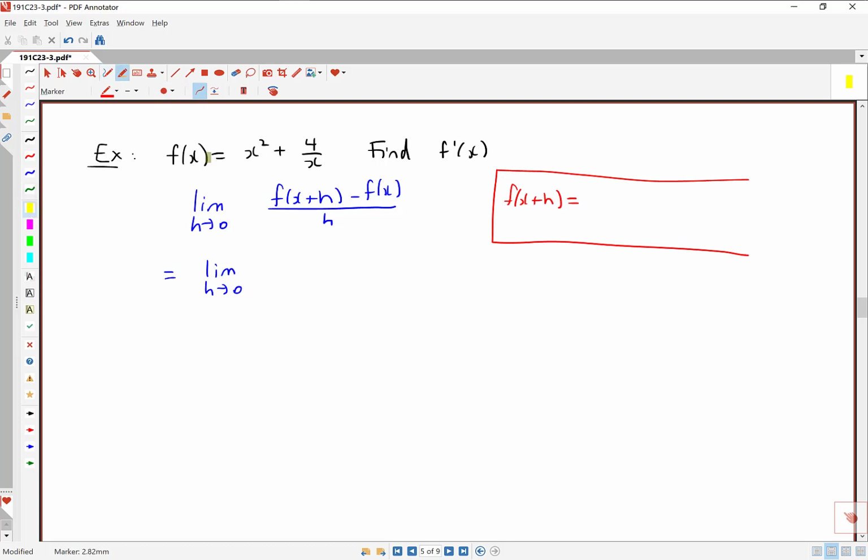So let's look at our function, which is x squared plus 4 over x, and let's replace every x that we see with an x plus h. So we'd have x plus h all squared plus 4 over x plus h. All right, so for this one, it's particularly nice to have done that over on the side so that we can sort of see what's going to happen in advance.